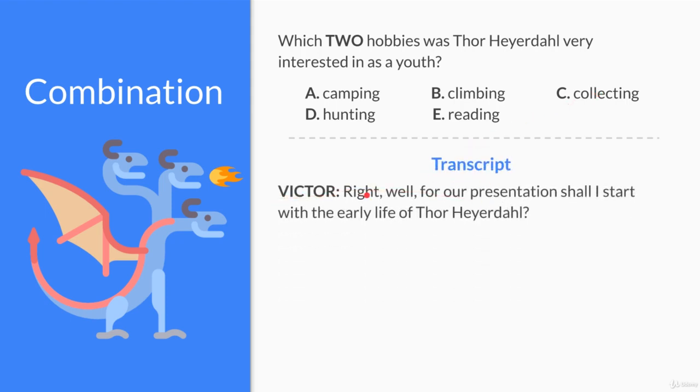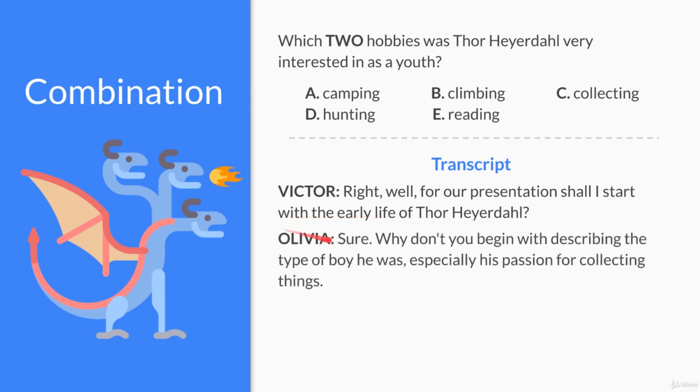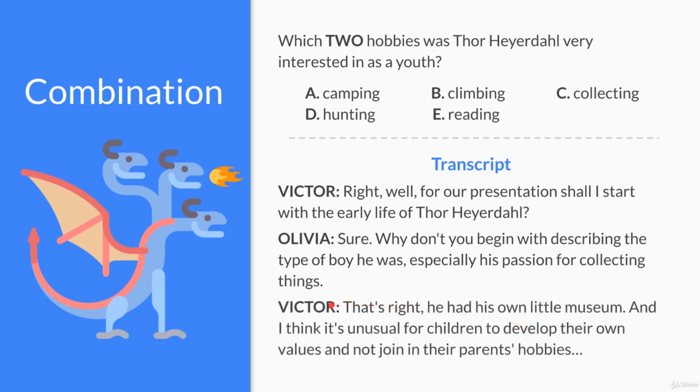Victor says, right, well, for our presentation, shall I start with the early life of Thor Heyerdahl? Olivia says, sure. Why don't you begin with describing the type of boy he was, especially his passion for collecting things? So Victor replies, that's right, he had his own little museum, and I think it's unusual for children to develop their own values and not join in their parents' hobbies.